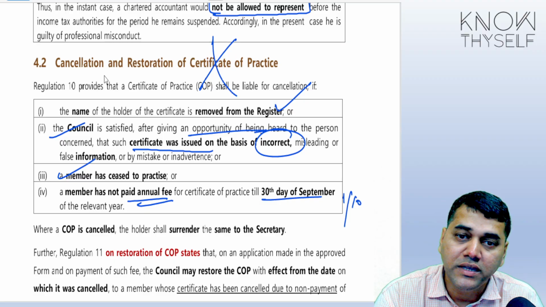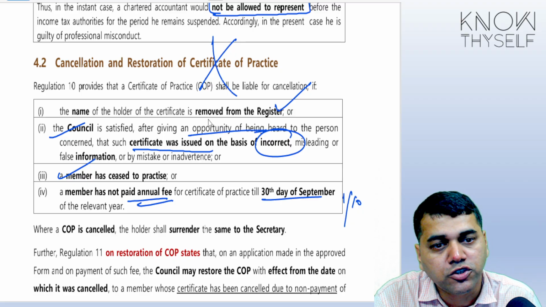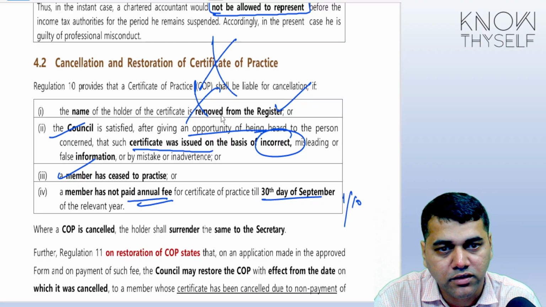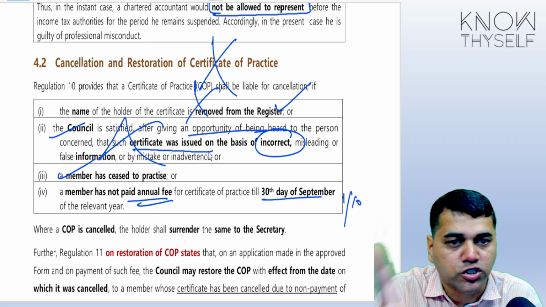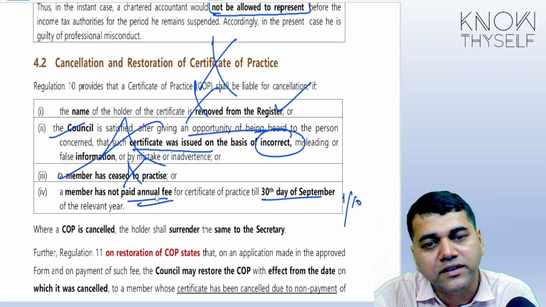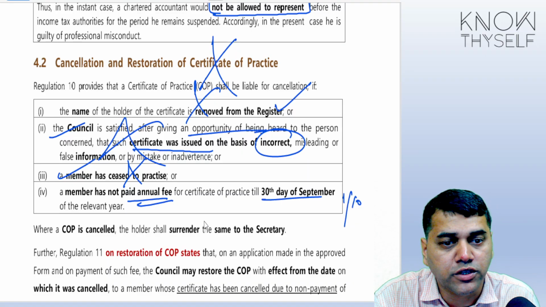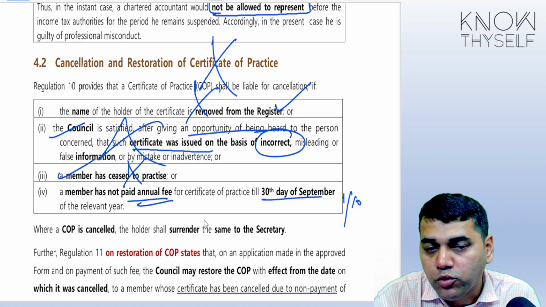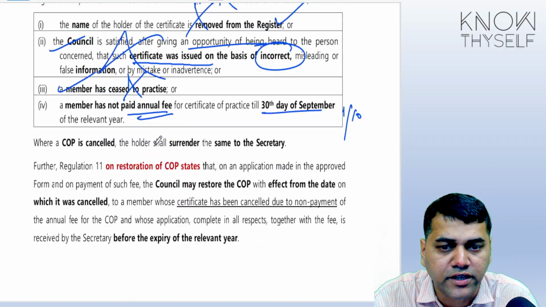Now, is it possible that we can restore the COP? Yes. See, first of all, if your name is removed from the register, it is gone. We cannot restore. If it is incorrect information, there is no question of restoring. If you cease to practice, then you reapply for practice. Where is the question of restoring? So restoration is going to happen only under one case, friends. And the COP shall be surrendered to the secretary.